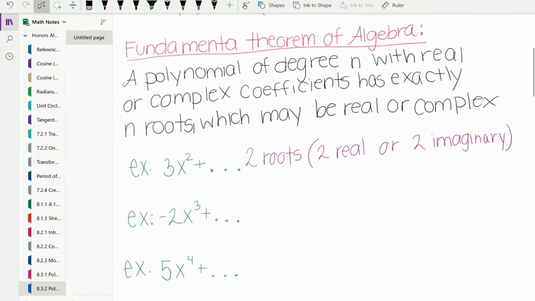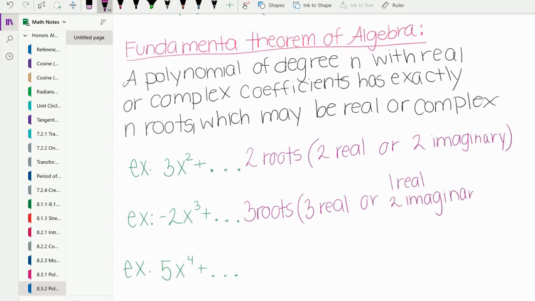Now looking at the next one, if we have -2x cubed, so that's a 3rd degree polynomial, which means it has 3 roots. So this one could have 3 real, or it could have 1 real and 2 imaginary. It cannot have 2 real and 1 imaginary.